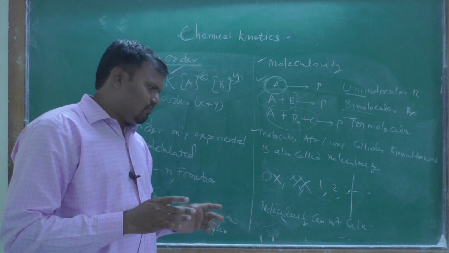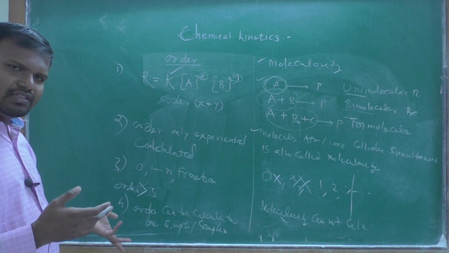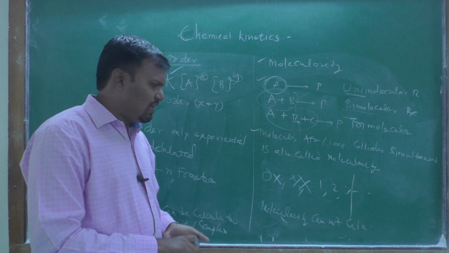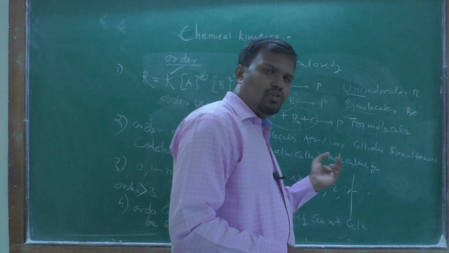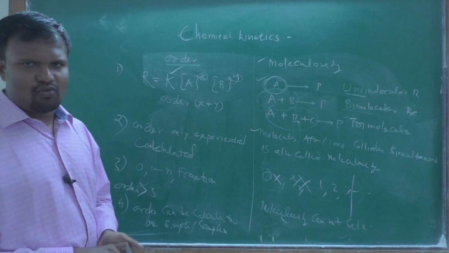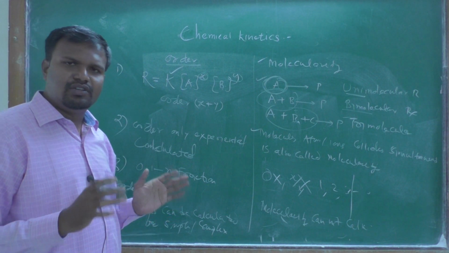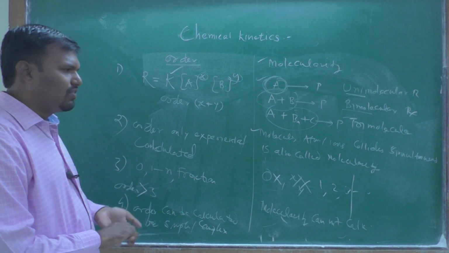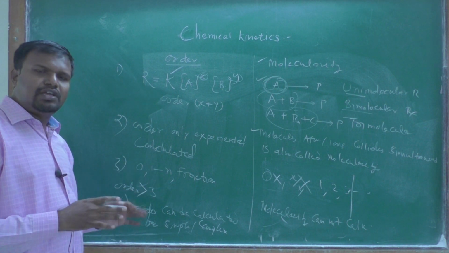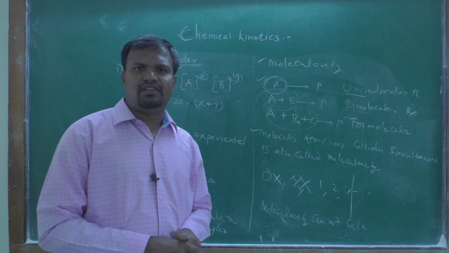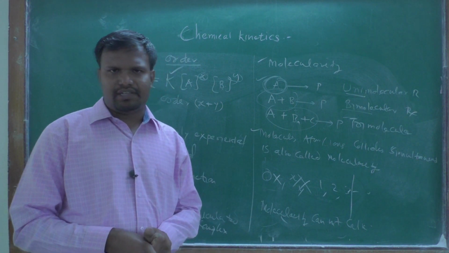Therefore, order can be more than 3, but molecularity is not more than 3. Molecularity can be calculated only for simple reactions. For complex reactions it is useless. In complex reactions molecularity cannot be calculated, but order can be calculated for complex reactions as well as simple reactions.